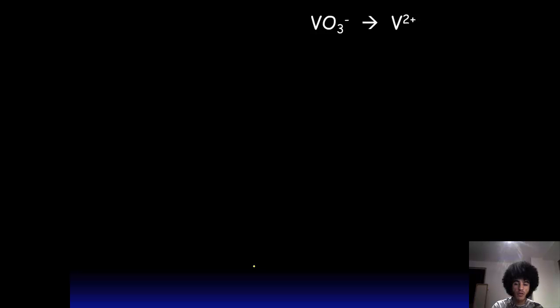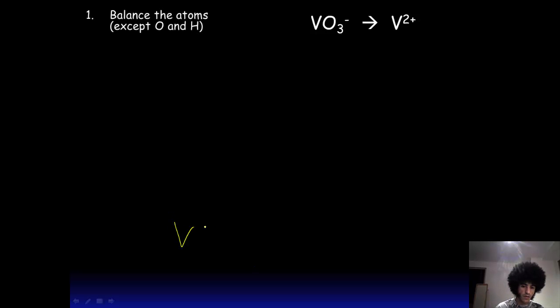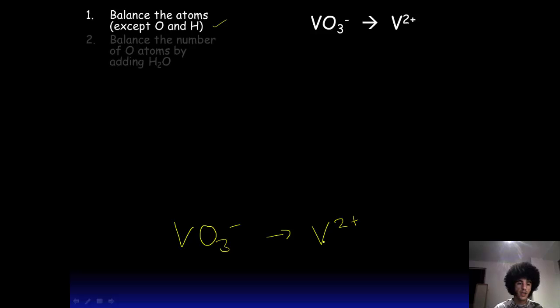So here I've got VO3- making V2+. Alright, so I'm just going to write out again, just for clarity. VO3- making V2+. Now the first thing it says is balance the atoms. I've got 1 here, I've got 1 here. It doesn't need any further balancing. We're good. Let's move to a second step.